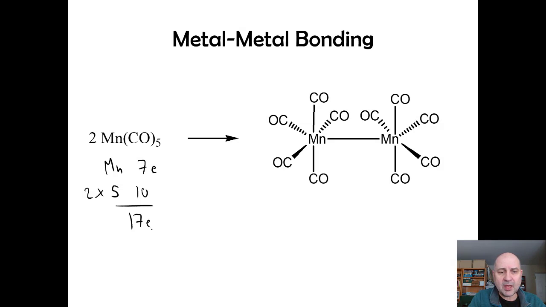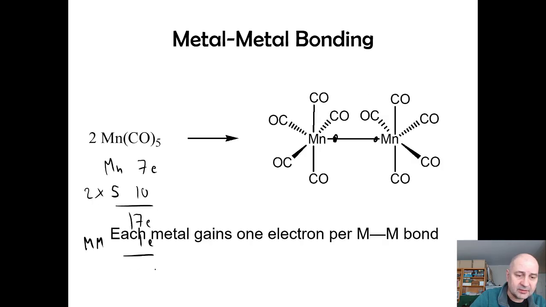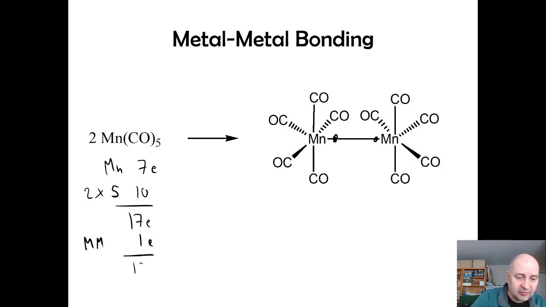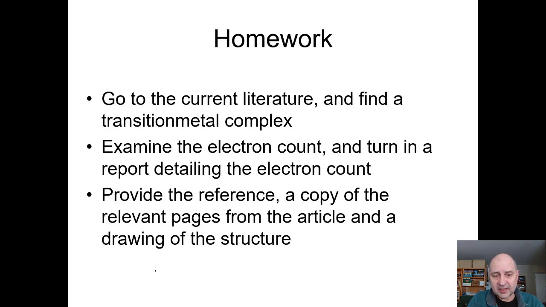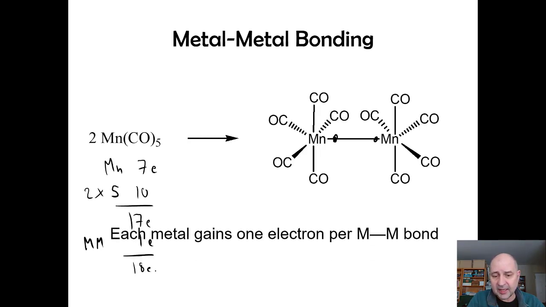So if we make a metal-metal bond and we treat it just like we would any covalent bond, by sharing an electron, each metal center gains an electron. We would have a metal-metal bond, which adds an electron, and that would be, oh, that's convenient, an 18 electron species. So each metal gains 1 electron per metal-metal bond.